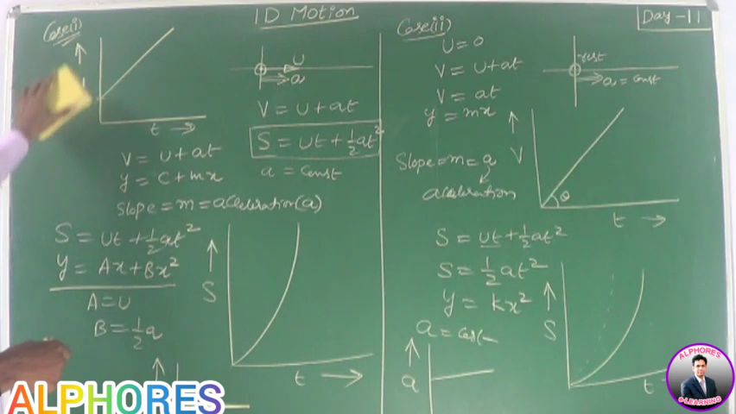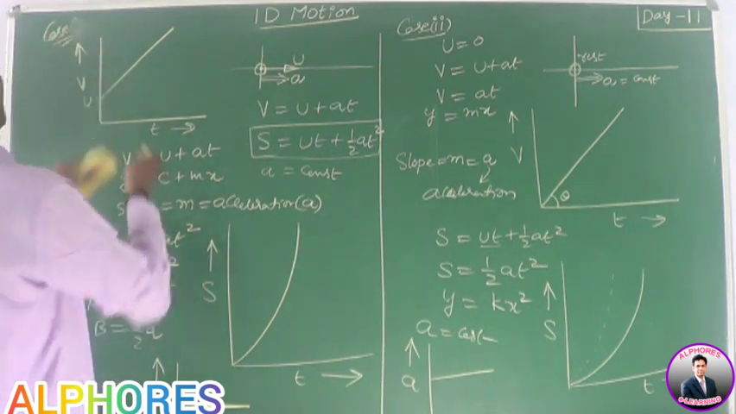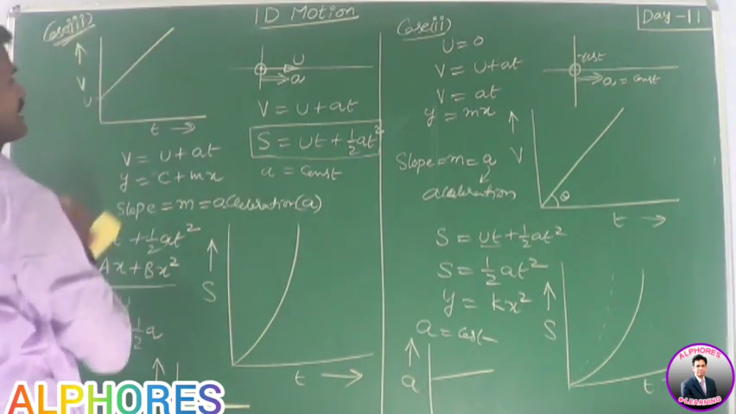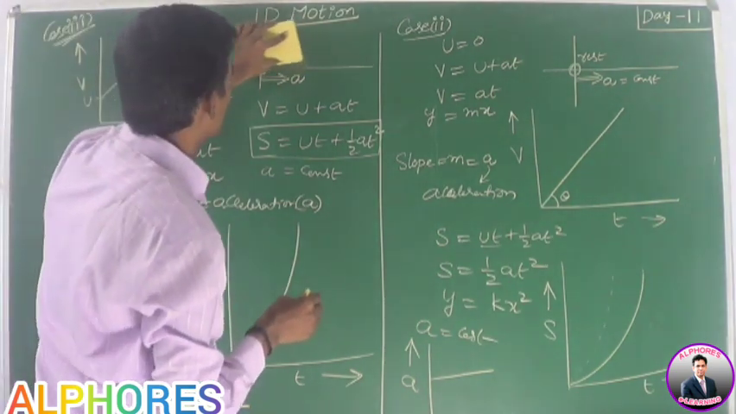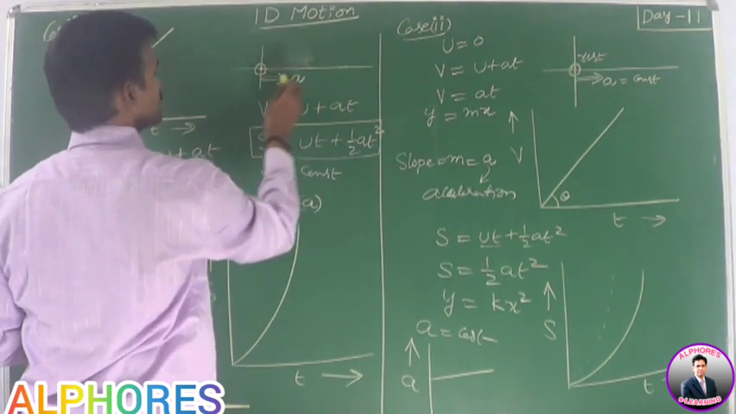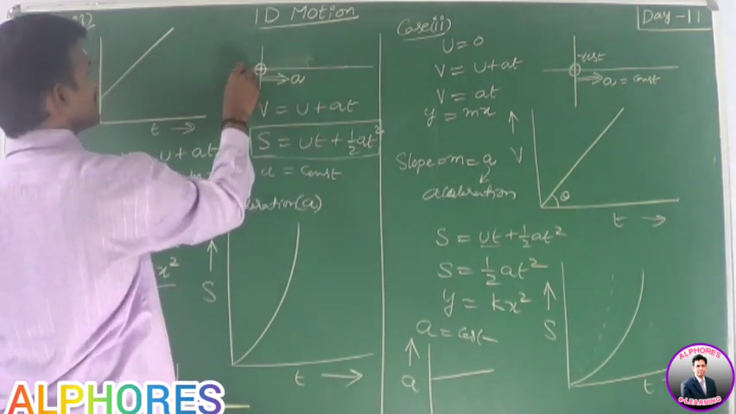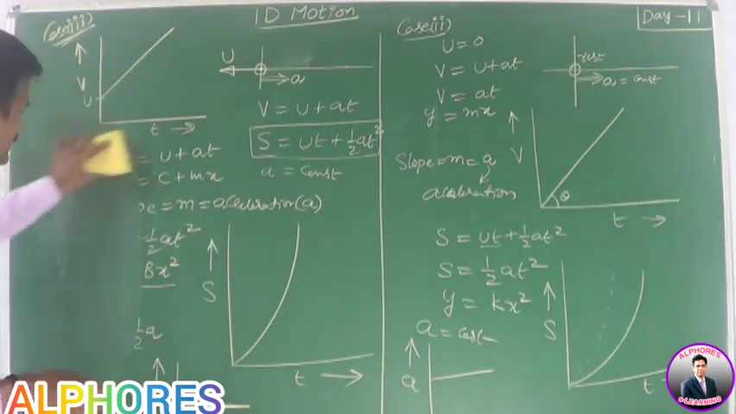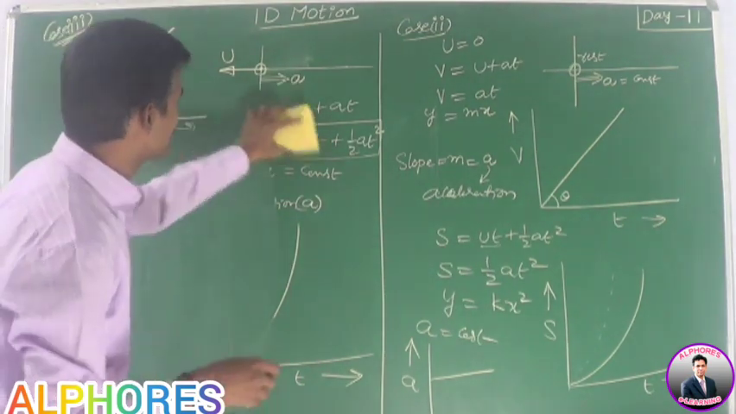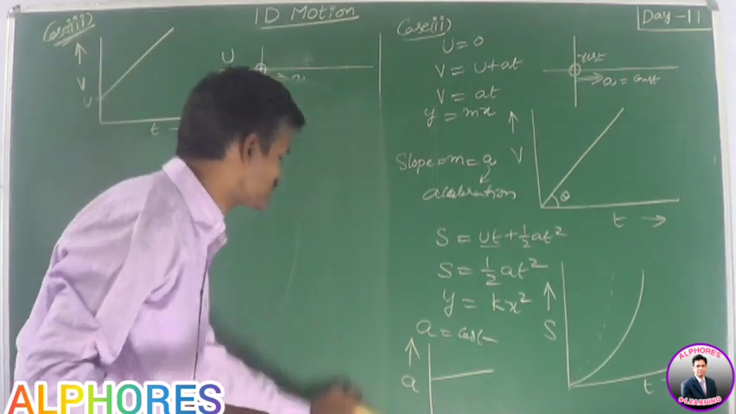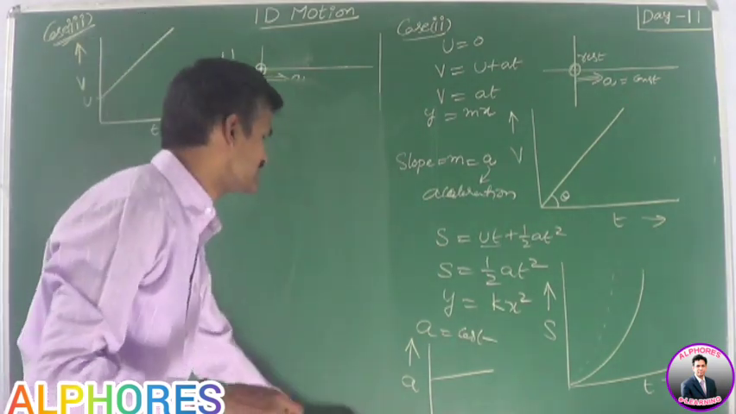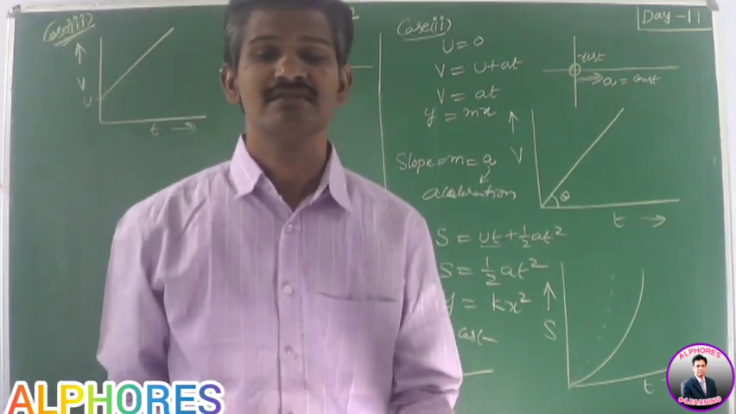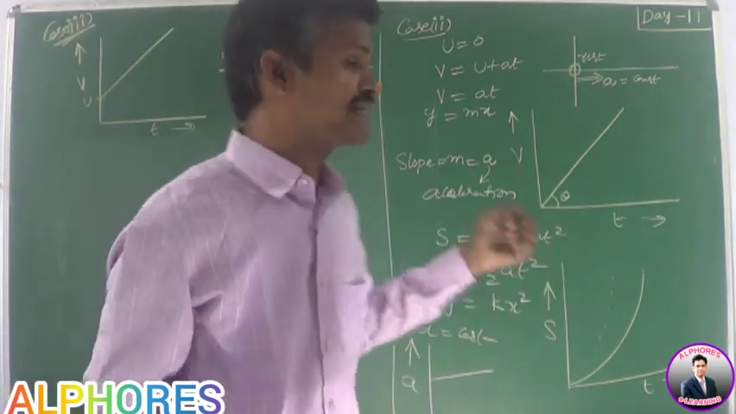Our third case is how to draw the graphs if the initial velocity is in the negative direction. Suppose this is the initial velocity u. I am assuming acceleration in the positive direction and initial velocity in the negative direction. Initial velocity in the negative direction, how to draw the graphs?